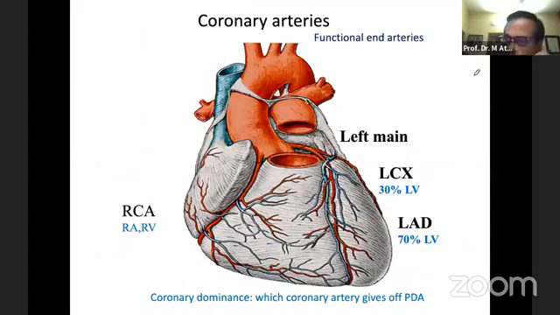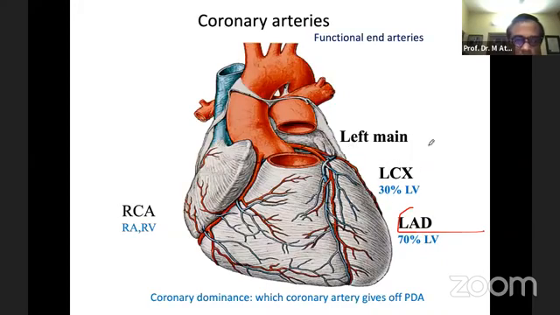So again, I'm towards the end of my lecture. The arterial supply of the heart is very important. There are basically 2 arteries, the left main and the right coronary artery. The left one is again divided into the left anterior descending, the LAD, and the left circumflex artery. The LAD is very important as it supplies 70% of the left ventricle, and the left circumflex is 30% of the left ventricle.